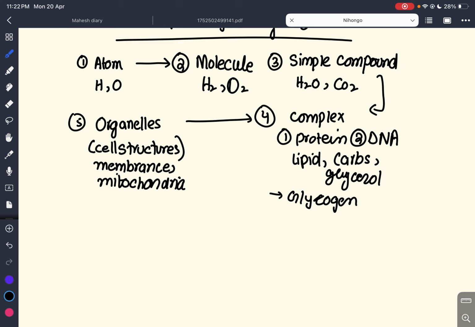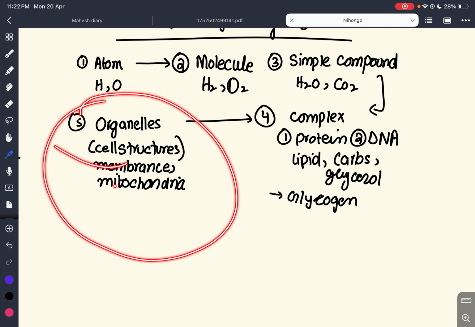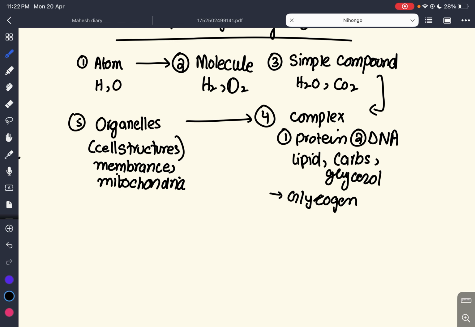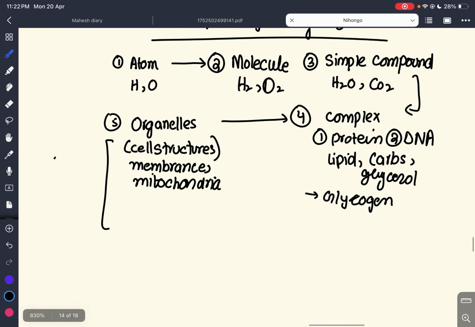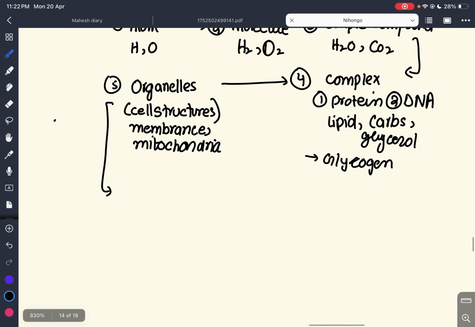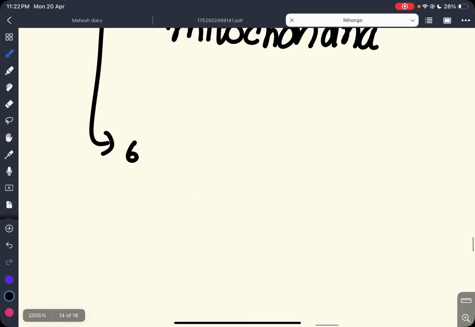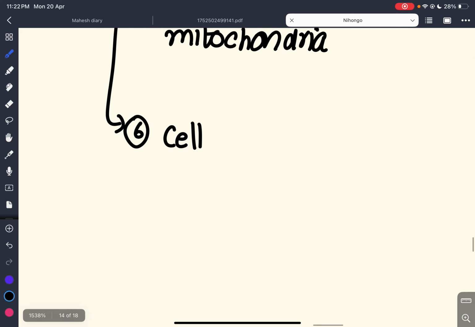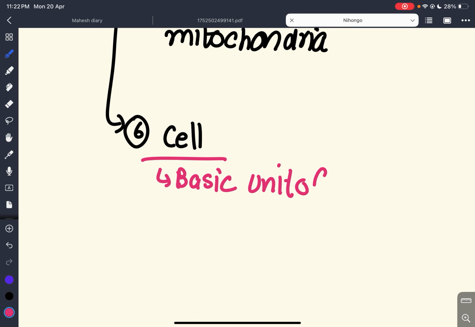So these are all complex compounds, and when these complex compounds come together, they make organelles like cell structures like membrane and mitochondria. And once these organelles are formed, what is the next step? What do you guys think? It will be definitely what? Definitely a cell that is being formed. And what is cell? We consider it as a basic unit of life, right? That's what we have learned so far.